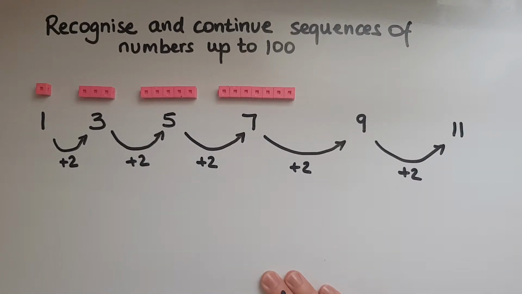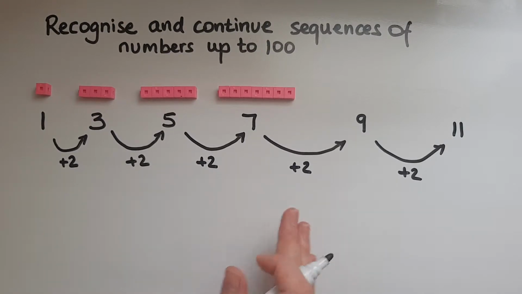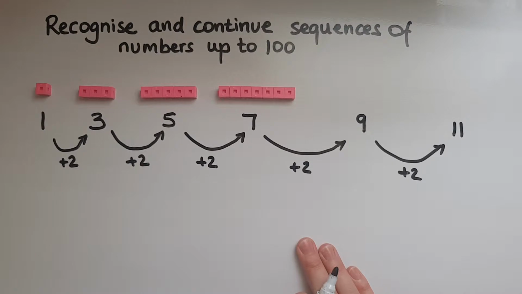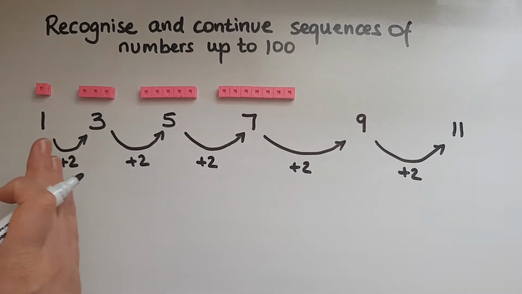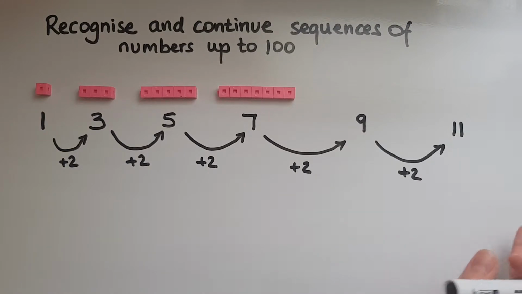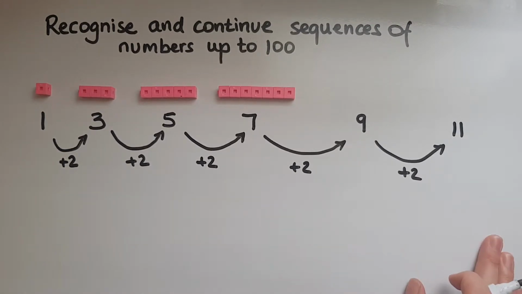So to recognize sequences, it means to look at the numbers and notice what is the difference. What are we adding on or taking away each time? So a sequence is these numbers being put next to each other in a row, and they have the same gap in between them.